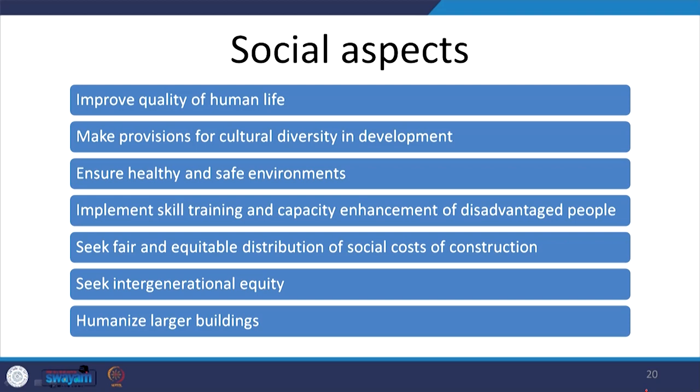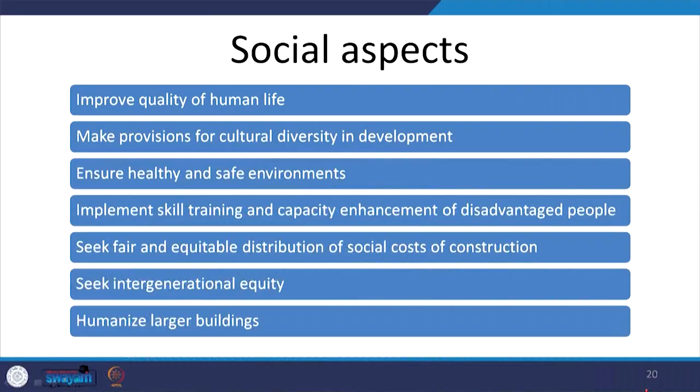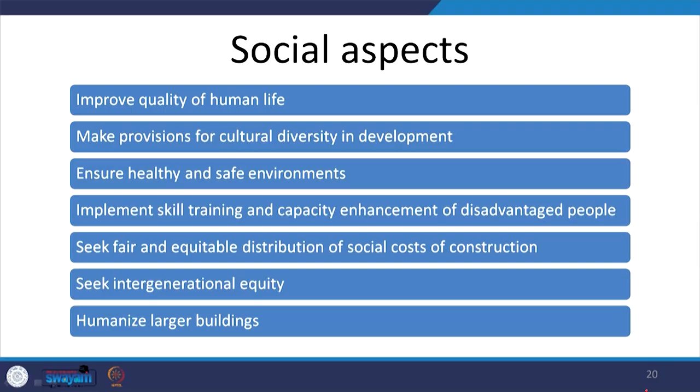Implement skill training and capacity enhancement of disadvantaged people. Now, this directly caters to the institutionalization of change through architecture, where we bring people to the center and especially the disadvantaged people. Seek fair and equitable distribution of social costs of construction. Now, that is at a scale which is slightly bigger than an individual building, where while deciding what kind of development needs to come up, this is where we ensure that the social costs of construction are equally distributed.